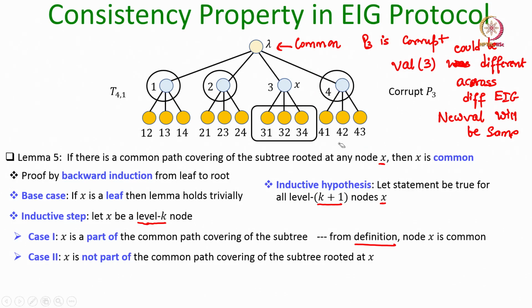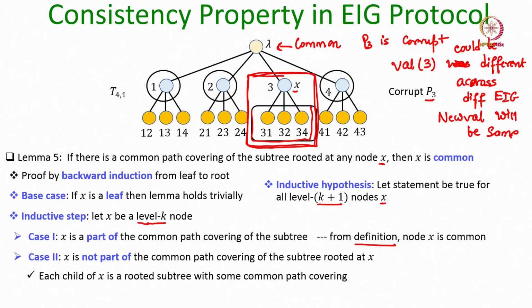But consider the case when I consider a different x, where even though it is guaranteed that there is a common path covering of the subtree rooted at x. So, if I take this subtree highlighted within this red box, then its root is x corresponding to the index of a corrupt party. So, definitely it is not a part of the common path covering, but this entire subtree has a common path covering, because if I take the collection of nodes 3 1, 3 2, 3 4, it constitutes a common path covering for the highlighted subtree.